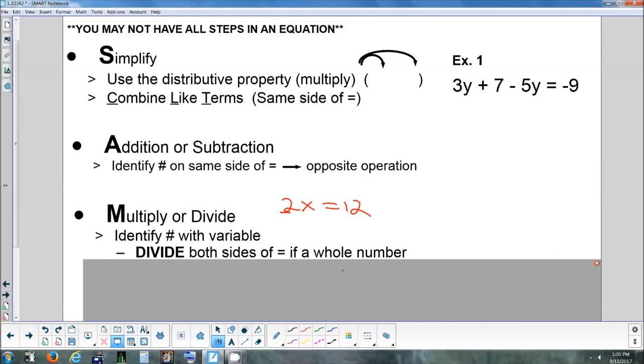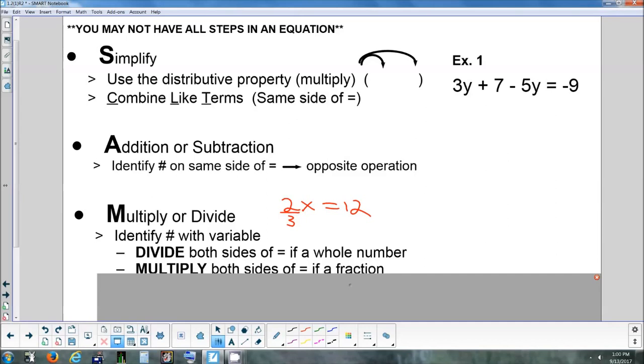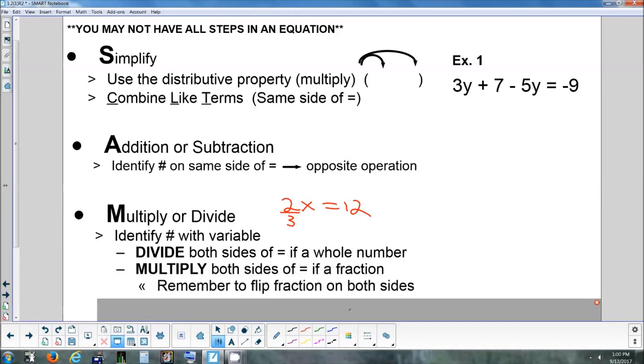Now, what happens if the number attached is a fraction? What would you do in that case? You would flip the thing and multiply it, so you'd flip it so it'd be 3 over 2 times 2/3. Yeah, exactly. But you would do that to both sides, so then it would be 12 over 1 times 3 over 2. Yes. But you could simplify the 3.